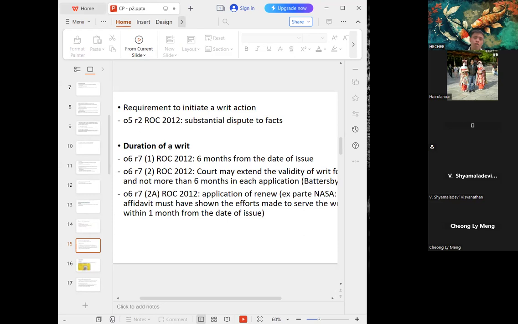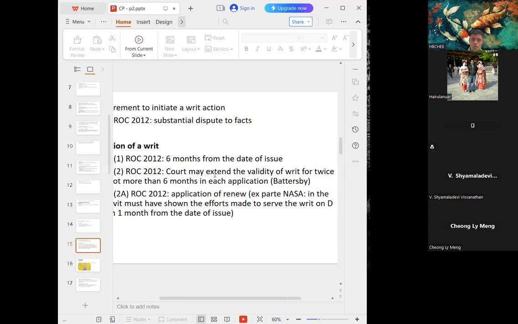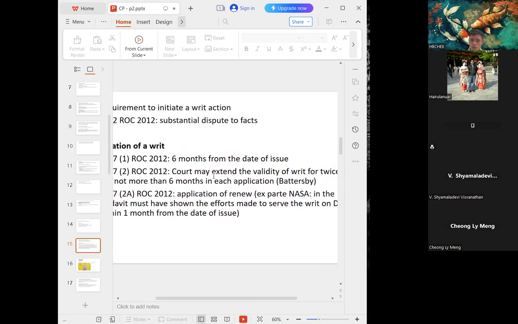Generally, the writ of summons is governed under Order 6 Rule 7. From sub Rule 1, you can see the validity is 6 months from the date of issue. Under sub Rule 2, the court may extend the validity of the writ twice, not more than 6 months in each application, as given in the case of letters B.